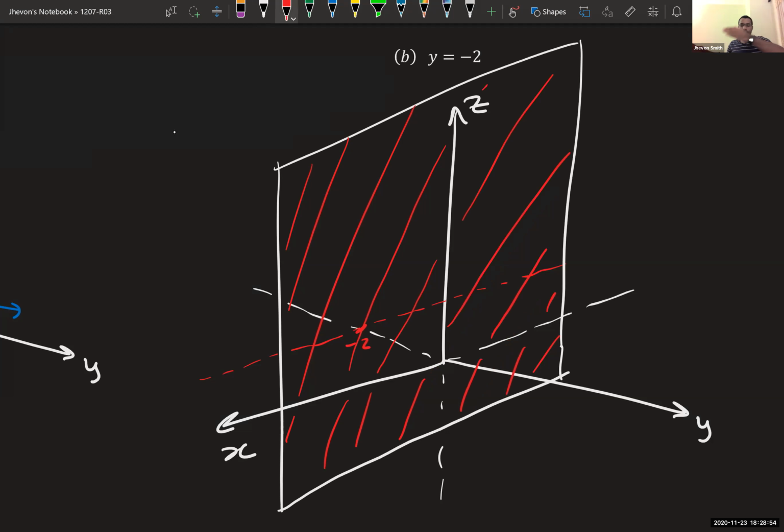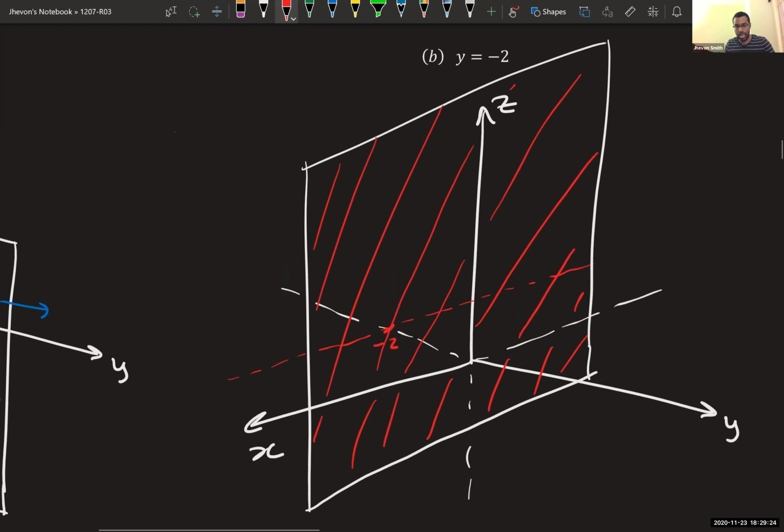So that's actually behind the XZ plane. So I could say something here. It's a plane passing through y equals -2, to the left of the XZ plane or behind the XZ plane. I could describe it as those things. Or I could just say, well, it's parallel. It's a plane that's parallel to the XZ plane. So y equals a constant is going to be parallel to the XZ plane. X equals a constant is going to be parallel to the YZ plane, etc.